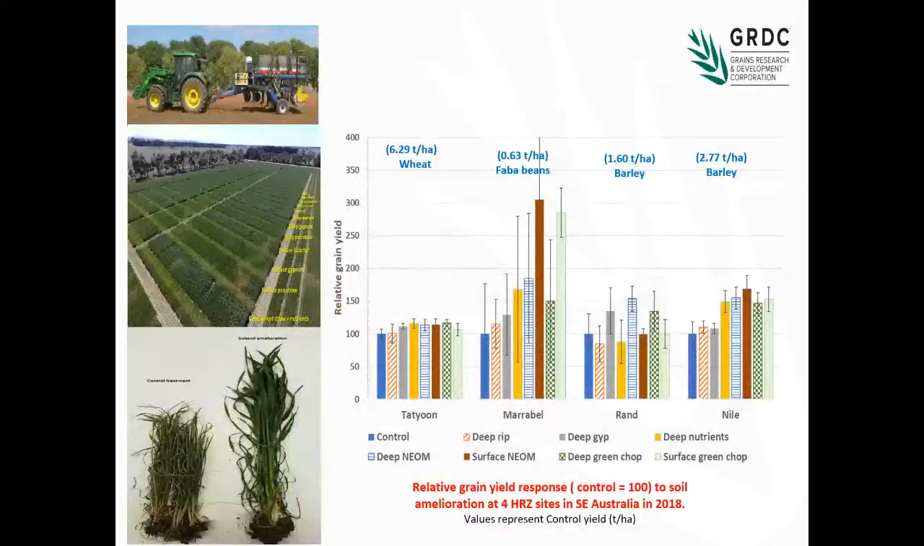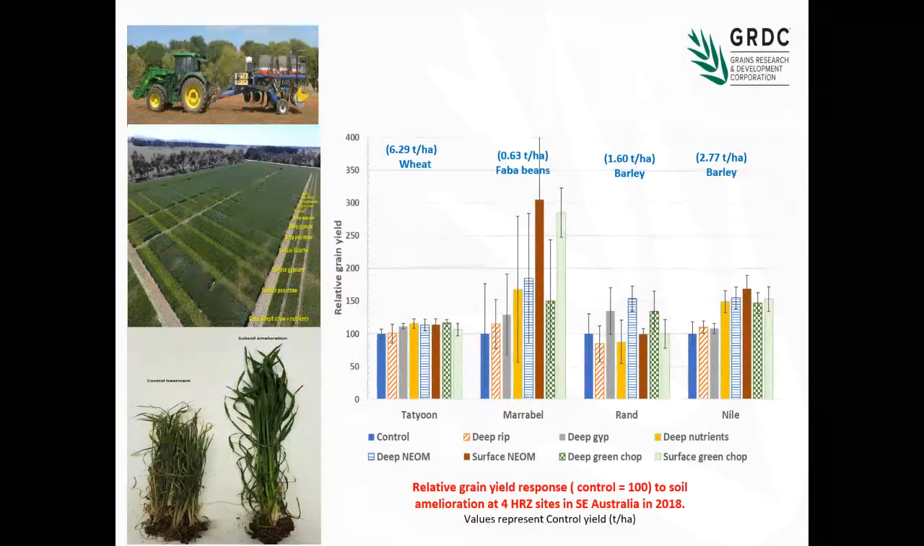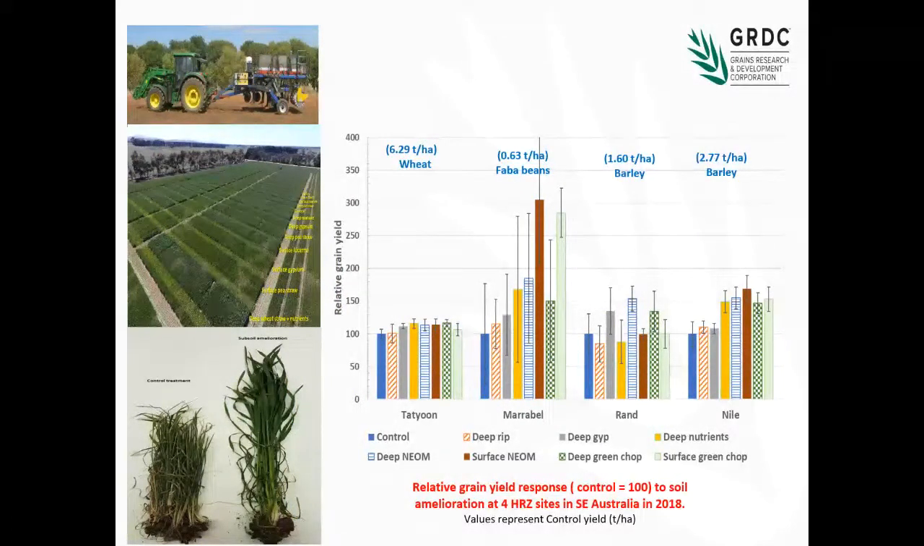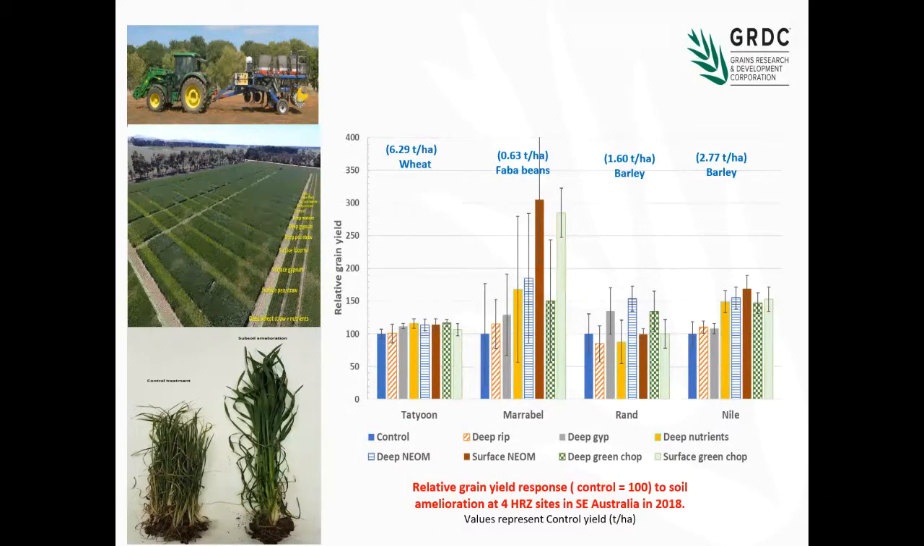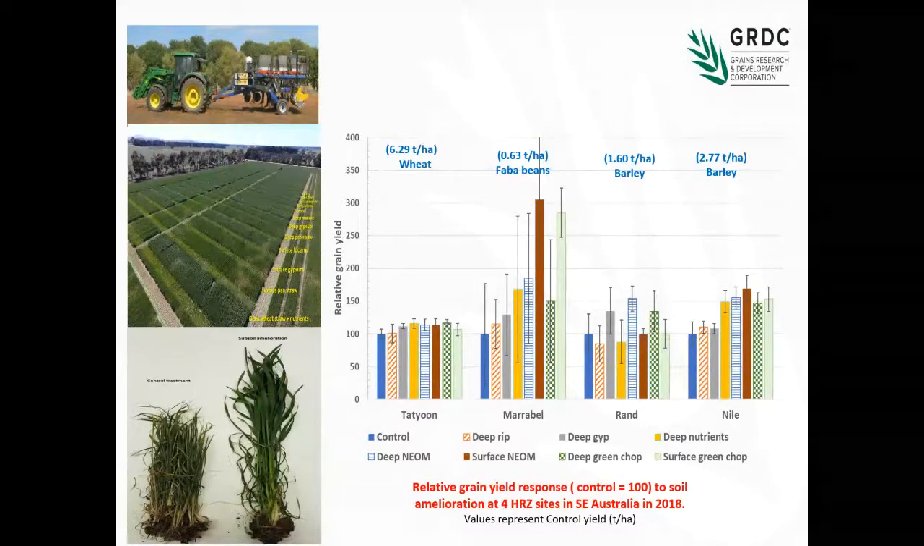So these are some results from field trials. This is the site at Ararat, or Tatyoon, looks like. Here are some treatment differences, control where we've got subsoil amelioration. And this is the machinery we use in Victoria to apply different organic matter, nutrient or gypsum treatments. In this graph, we're looking at grain yield responses to different amelioration treatments. The blue is control. This is one where we just deep rip the soil. Another one where we apply gypsum at depth.